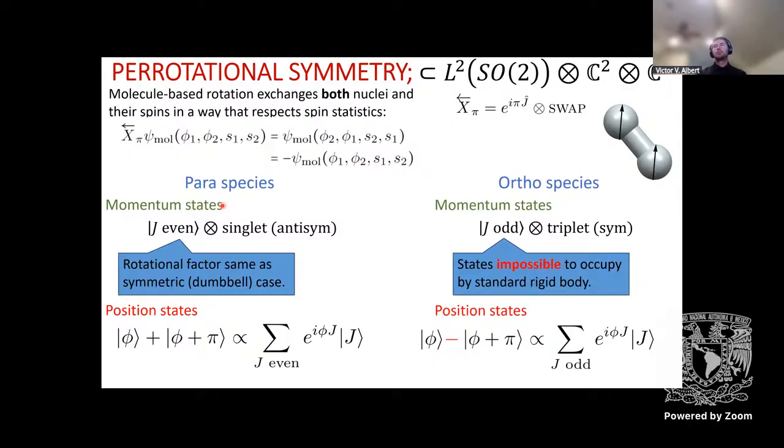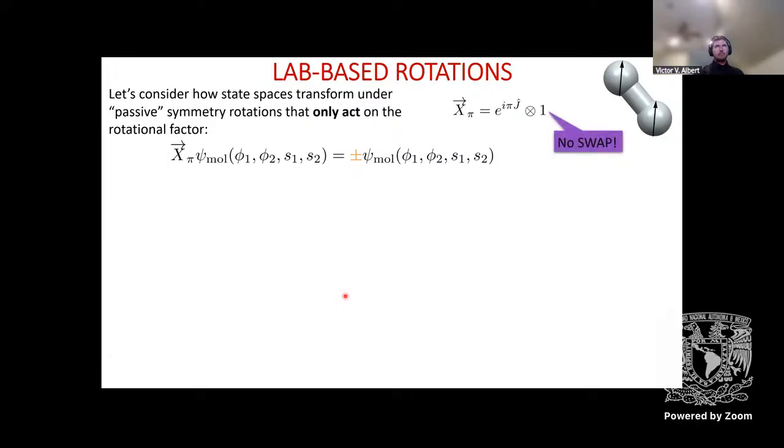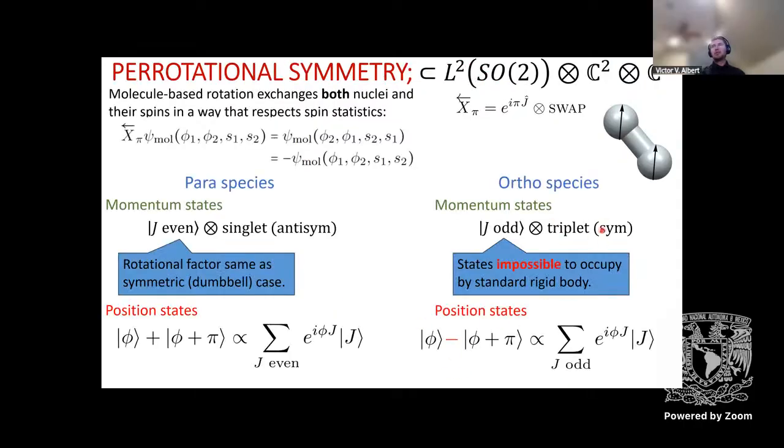Well, it turns out if you do the superposition the same way as before, and then you express the result in terms of the original position states of the asymmetric rigid body, the resulting position states will be superpositions of phi and phi plus pi, but now with a minus sign. And this minus sign is important, and you'll see now why. This minus sign is responsible for interplaying with the nuclei correctly to give you the correct global spin statistics when you do an active molecule rotation, when you take the molecule and physically move it.